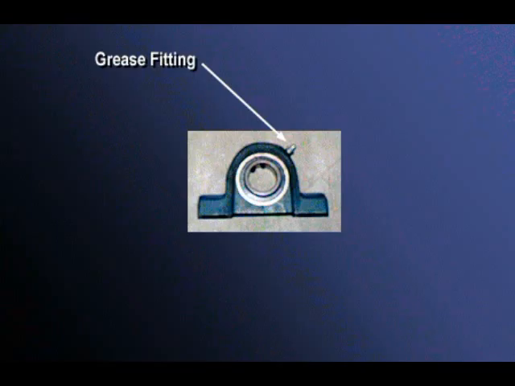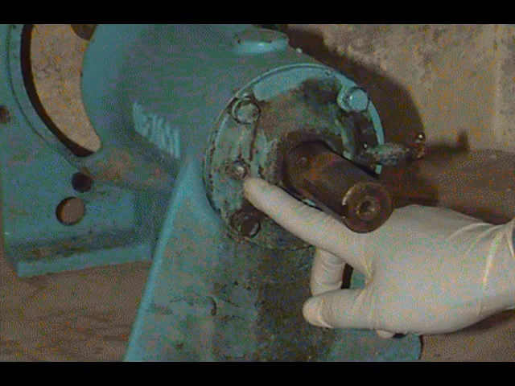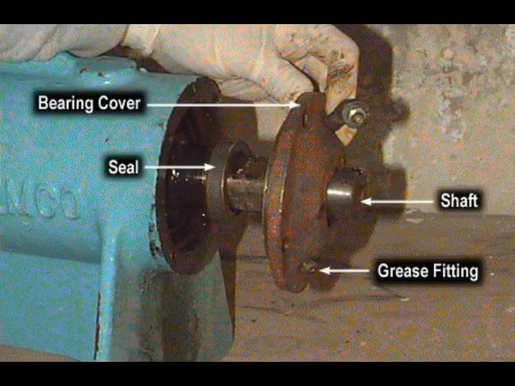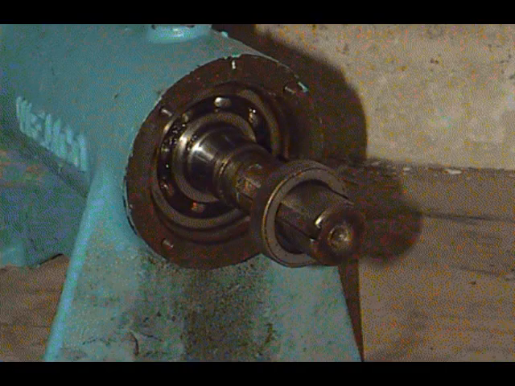Here is a grease lubricated bearing. Grease is added to the bearing through the fitting. On this unit, the grease fitting is located as shown and the relief fitting is located on the other side of the shaft. Here, the bearing cover has been removed to reveal the major components of the bearing. Note the bearing cover, seal, shaft, and bearing grease fitting. Here, the grease seal has been removed and moved to the end of the shaft.